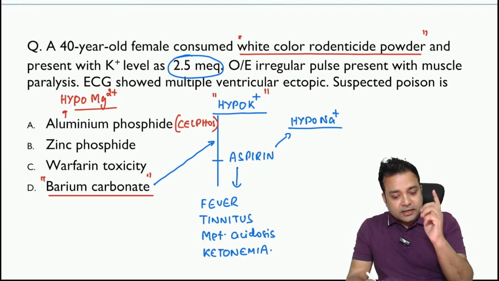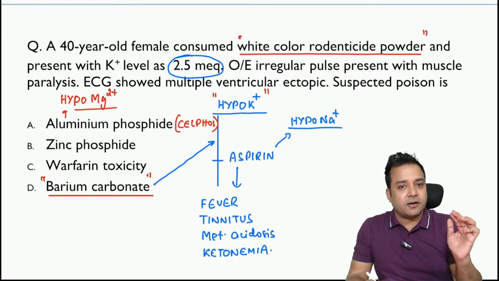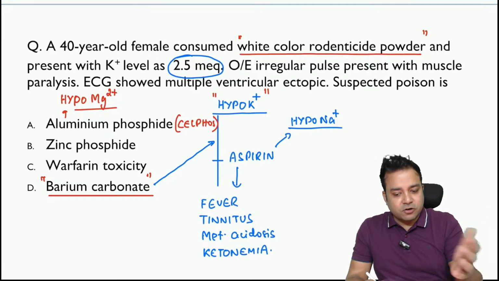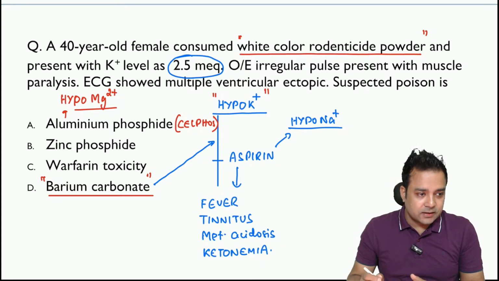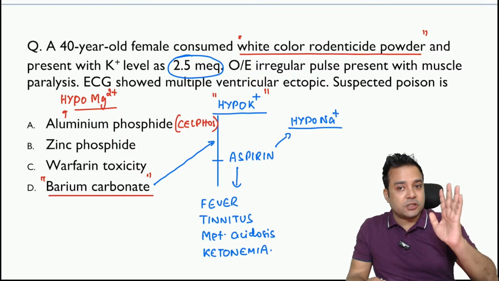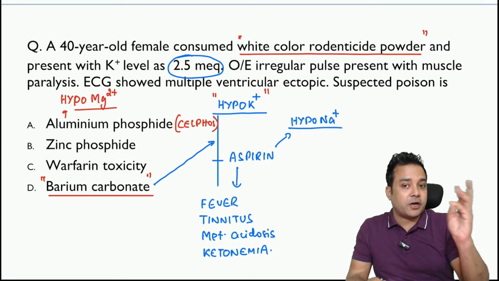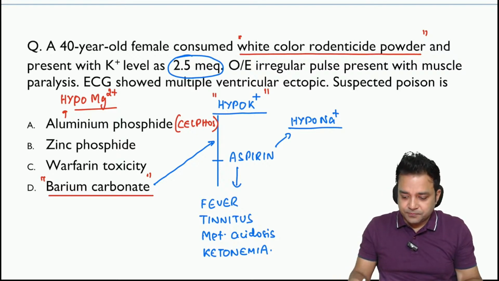Zinc phosphide is a rodenticide powder, but it is not known to cause hypokalemia. So ruled out. Warfarin does not lead to electrolyte disturbances like this. Okay. So I hope this question is very, very clear. What are the two important hypokalemic poisons? Remember, barium carbonate or white color rodenticide powder and aspirin. Aspirin you all know. Acetyl salicylic acid.